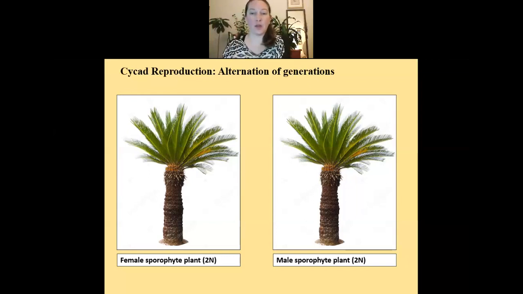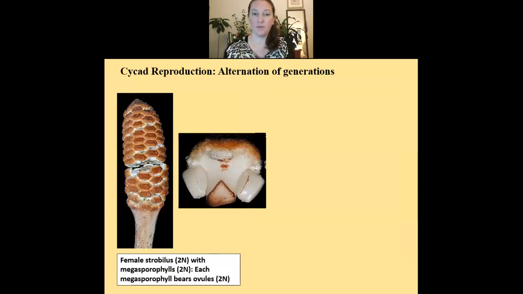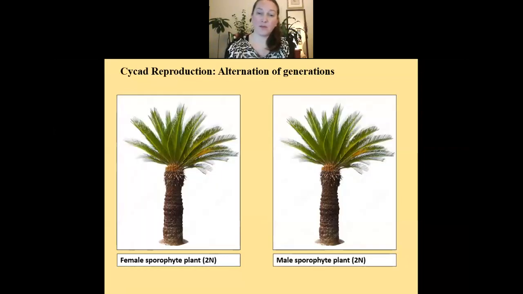And so here you go. You got two cycad plants. Here's a female cycad plant, sporophyte plant, and then on the right you have a male sporophyte plant, right? Obviously they're sporophytes, so obviously they're diploid. Two plants. Let's see, do I have it lined up? Yeah, so female on the left, male on the right.